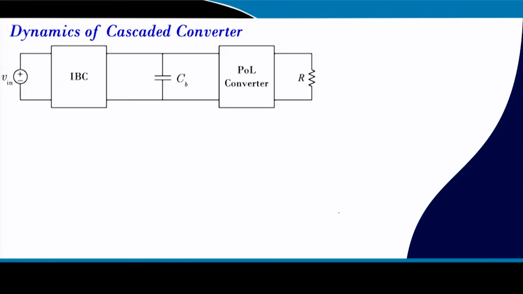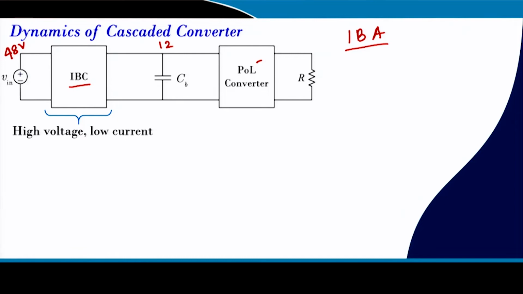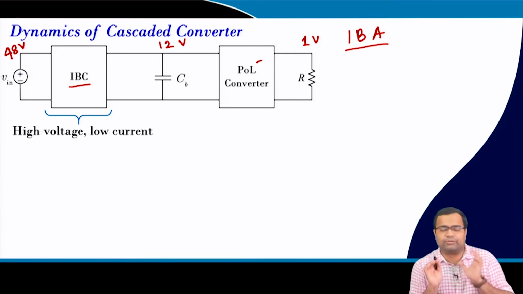Next, we want to check the dynamics of the IBC converter. So, as I said, the intermediate bus architecture consists of two converters. One is the intermediate bus converter, another is the POL converter. Now, for the IBC, the input voltage is high because we are talking about roughly 48 volt, and here we are talking about 12 volt, and here we are talking about 1 volt. Okay, that is our nominal voltage.